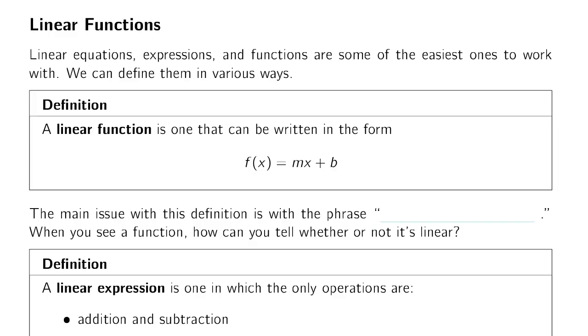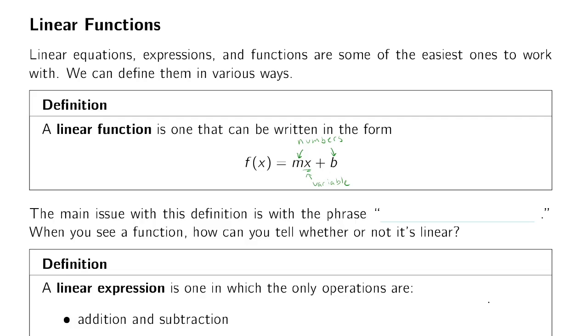One of the most basic types of functions that we can work with is what's called a linear function. There are various ways of defining these, and various definitions are more or less useful in various contexts. But a fairly standard definition in a basic algebra class is that a linear function is one that can be written in the form f of x equals a number m times x plus another number b. So in this f of x equals mx plus b, this m and this b are numbers. So the only variable is x.